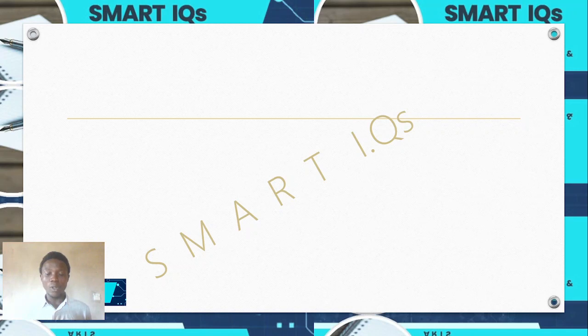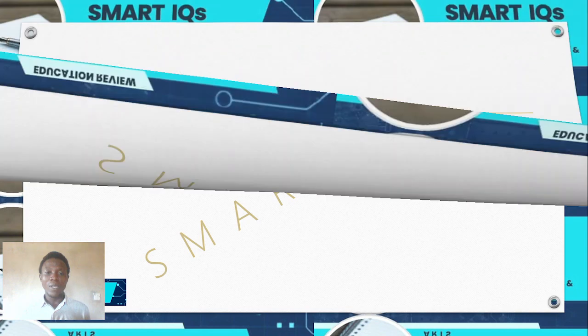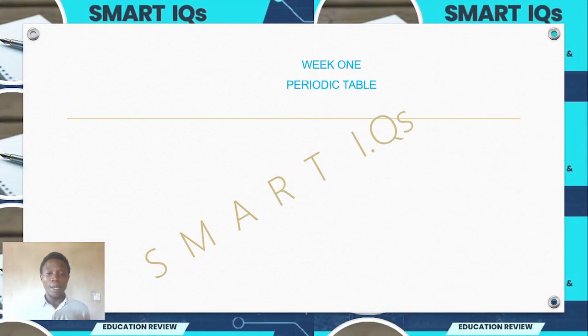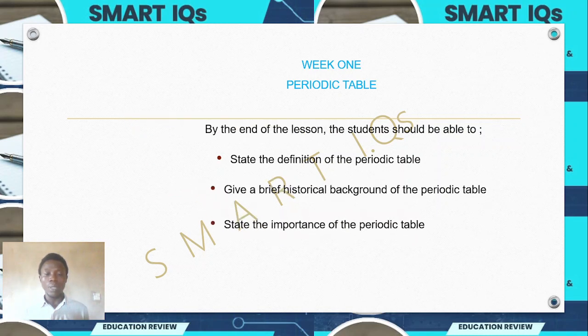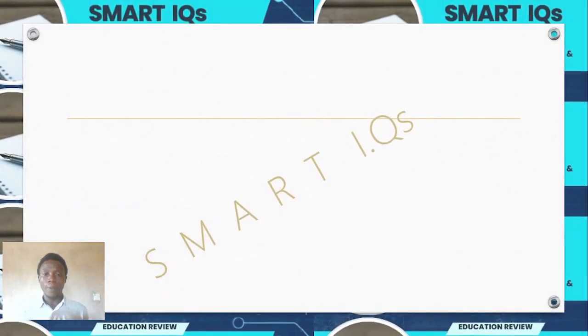Briefly, let's get down to class, and that is chemistry class. Today we are going to talk about the periodic table. By the end of the class today, you should be able to define what the periodic table is. You should be able to give a brief historical background of the periodic table. Also, you should be able to state the importance of the periodic table. Are we together? Good.